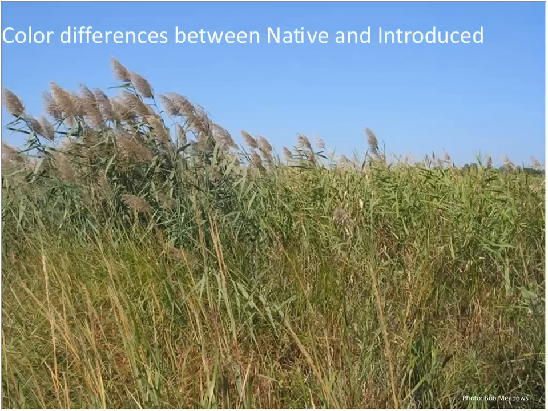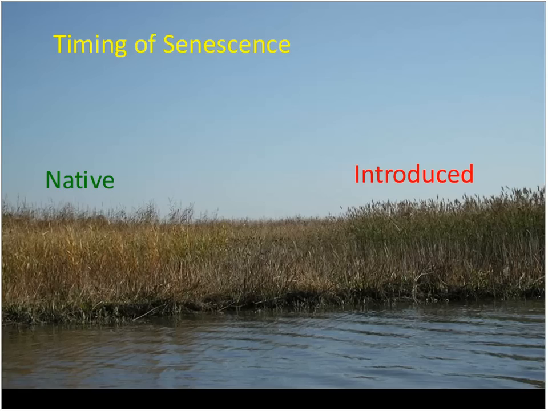In the fall, we can also look at timing of senescence. Introduced plants typically stay green later in the year than native plants. Native plants can also flower earlier, although there certainly is a lot of overlap in the timing of flowering. But at least along the Atlantic coast, where I've done a lot of looking around at native plants, they typically start senescing in late August, early September even, whereas the introduced plants will stay green until October, even into early November in a mild year.